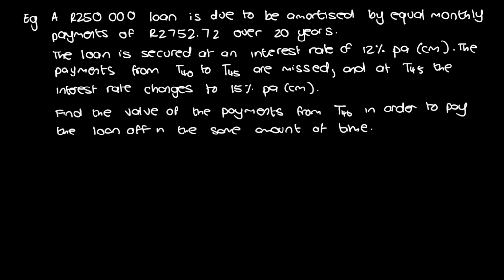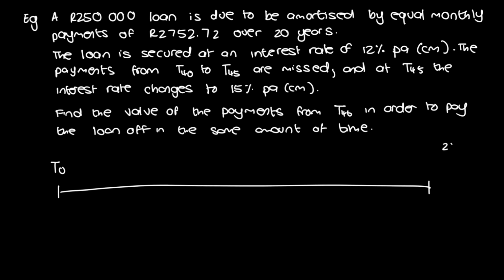And in this situation, we're going to pay off the loan in the same amount of time, and we're going to increase the value of the payments from T46 to account for the missed payments and the changes in the interest rate. So let's start by just setting up a timeline so you can visualize it. So we have T0, and we're going to go down to 240, because 20 times 12 gives us 240 months, because remember, it's going to finish in 20 years' time. So we know we're going to have FV equal to 0 at the end there.